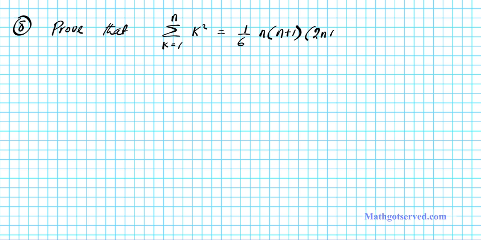All right, so let's take a look at the problem. Let's just call this number 8. Prove that the discrete sum from k equals 1 to n of k squared is equal to 1 over 6 n times n plus 1 times 2n plus 1.